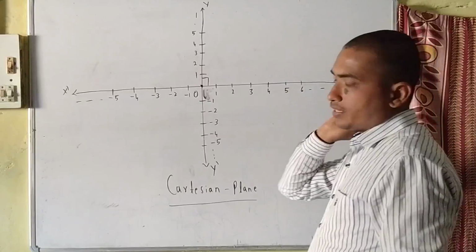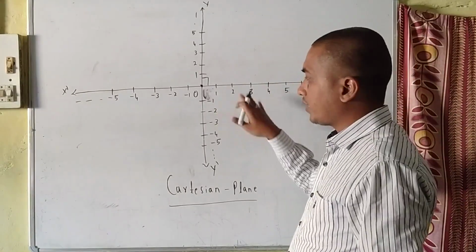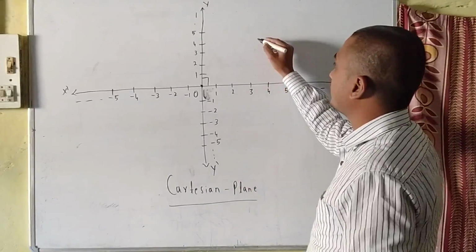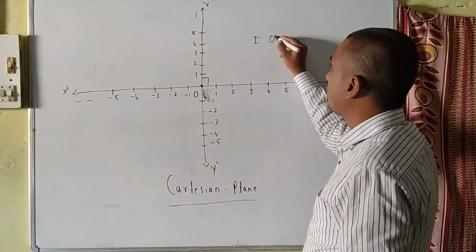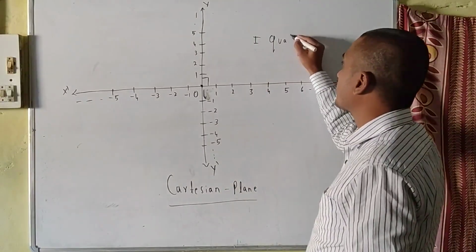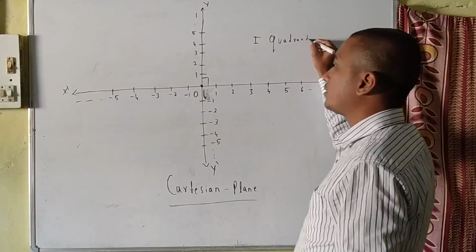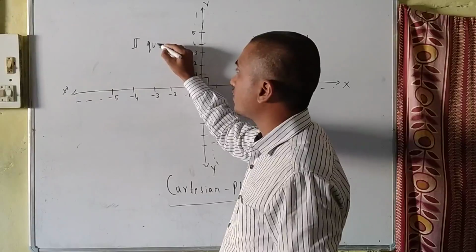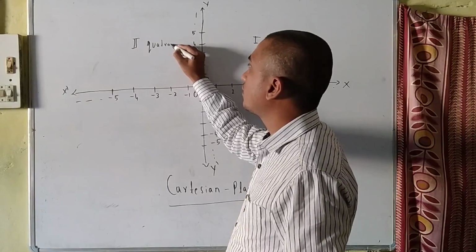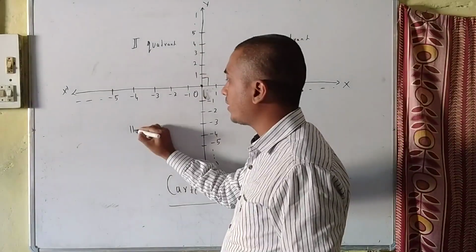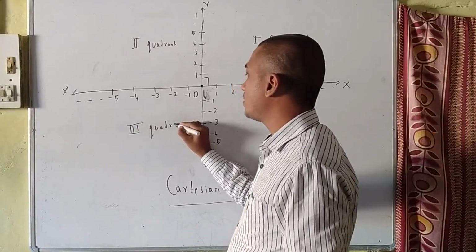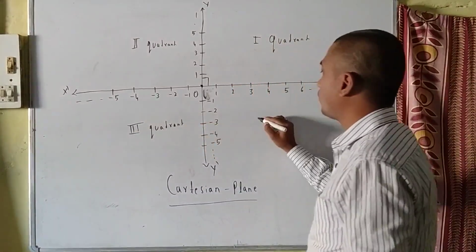This Cartesian plane is divided into 4 quadrants. This we call the first quadrant. This is the second quadrant in the anti-clockwise direction. This is the third quadrant. And this is the fourth quadrant.